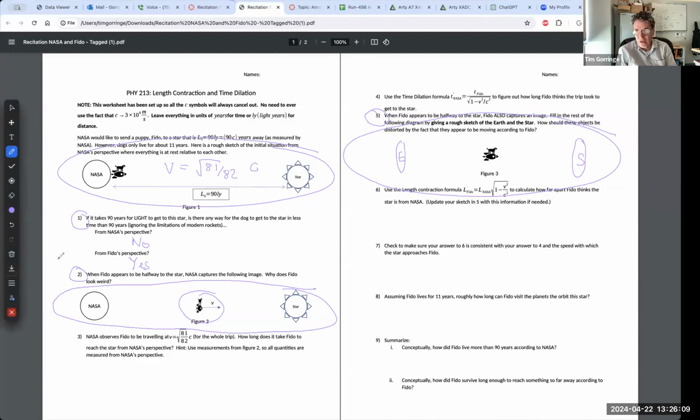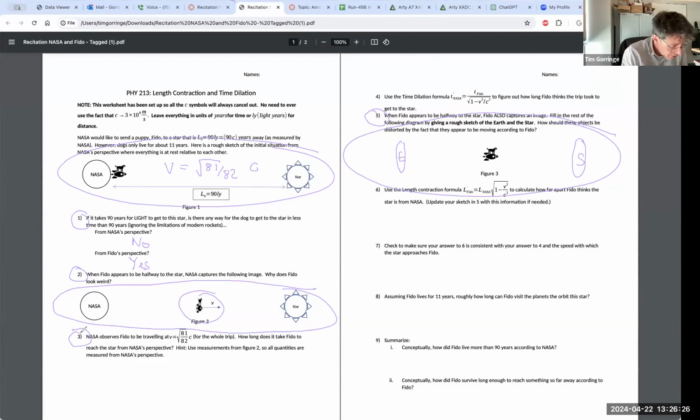The next two questions ask us about the time it takes the rocket to travel from Earth to the star. In the first part, 3, is the time for the rocket to travel from Earth to the star in the Earth reference frame. And then in the second part, problem 4 here, it asks for the time for the rocket to travel to the star in the rocket reference frame.